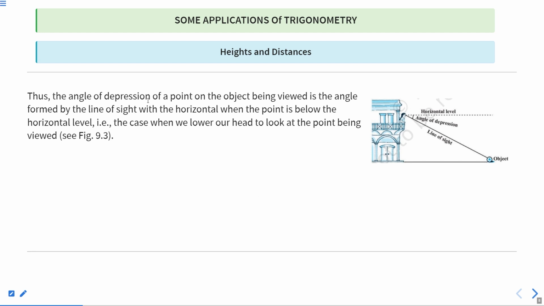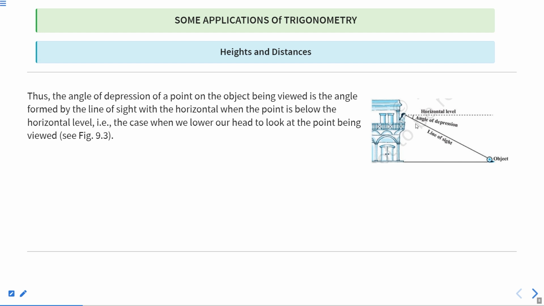So the angle of depression of a point on the object being viewed is the angle formed by the line of sight with the horizontal level when the point is below the horizontal level. That is the case when we lower our head to look at the point being viewed. In this case, when we look lower, we get the angle of depression, which is formed by the line of sight and the horizontal level.